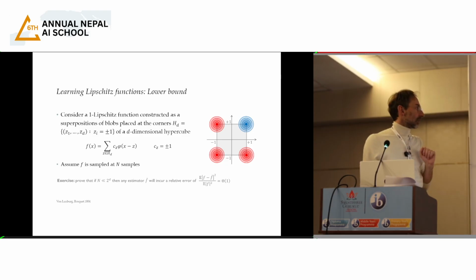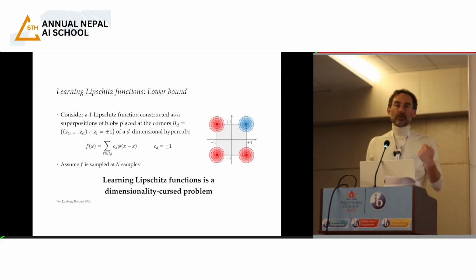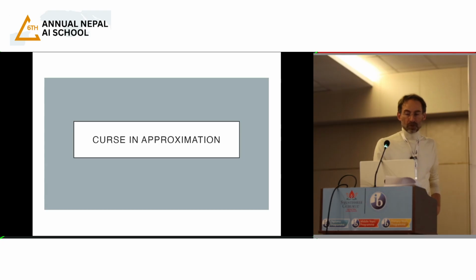So basically the conclusion here is that this is an example of a Lipschitz continuous function where the number of samples depends exponentially on the dimension, right? So even this simple problem is dimensionality cursed. So the classical notion of regularity is cursed in estimation. Okay, so let's talk about the curse in approximation.